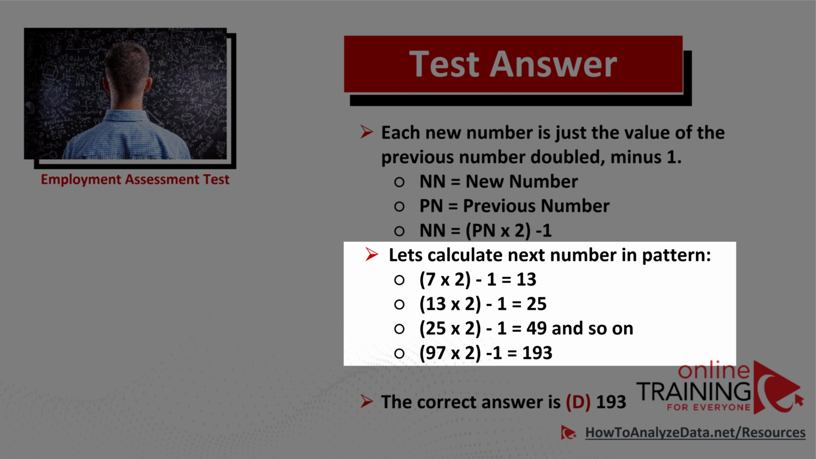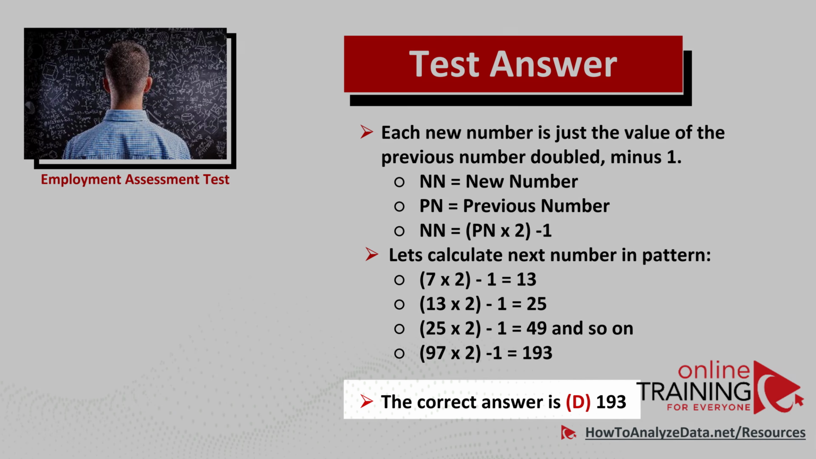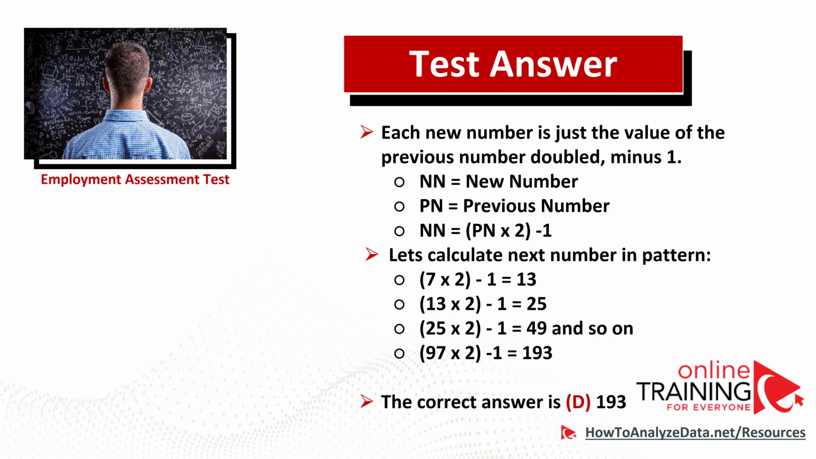So let's calculate next number in the pattern. 7 multiplied by 2 minus 1 is equal 13. 13 multiplied by 2 minus 1 is equal 25. 25 multiplied by 2 minus 1 is equal 50 minus 1, which is equal to 49. And 97 multiplied by 2 minus 1 would be 194 minus 1, which would be an equivalent of 193. So the correct answer here is choice D, 193. Hopefully you've nailed this question and now know how to solve these types of challenges on the test.